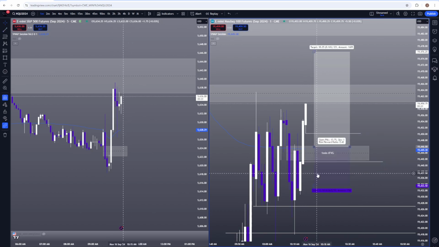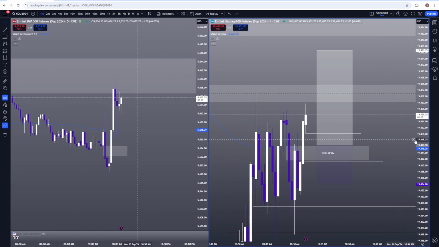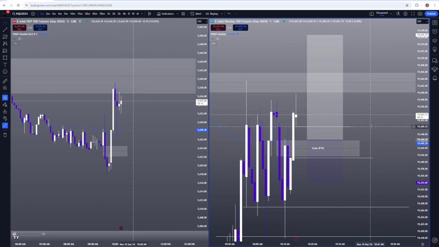All right, so now we're forming this 1 minute BISI here. I need to see us trade back into this 1 minute BISI once it forms, and then I will look for a long entry here.